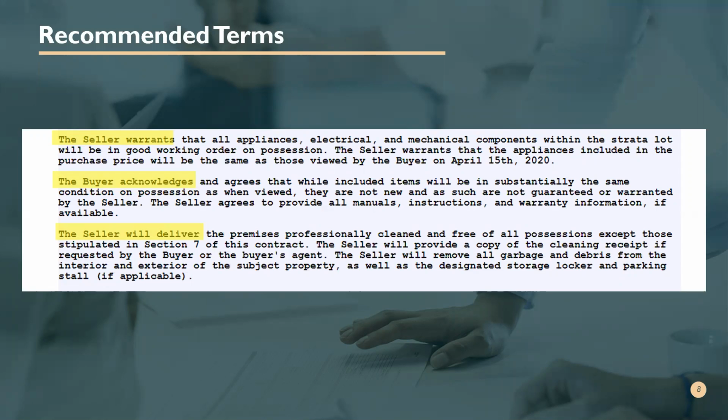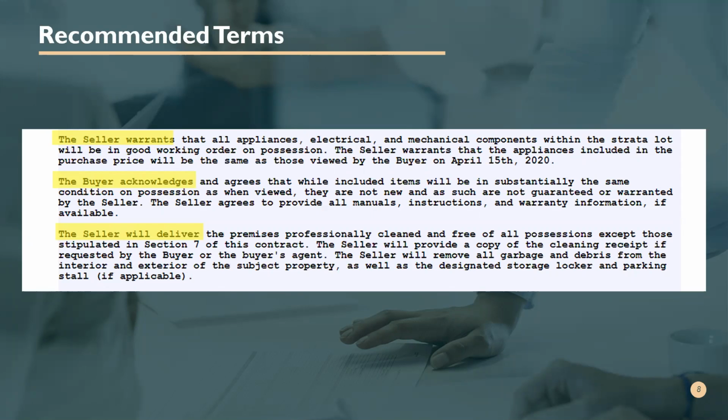Yeah, I guess so. So the second one says that they are not new and not guaranteed or warranted by the seller. But then the one before that says that they have to be in good working order. So, like, well, they're not. I ran this by lawyers. It's not contradicting. It's adding to. Because you're saying, look, they're not guaranteed, but they do have to be working. So they're working on possession. They could break the next day. They're 10 years old, right?